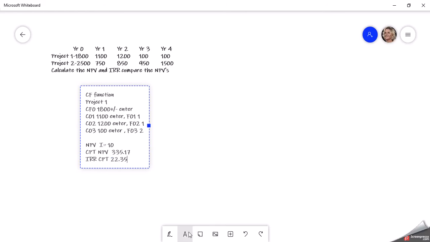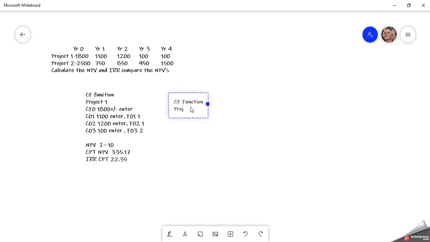Okay, now we'll come over and do the next project. So we hit the cash flow function. Again, we're focused on project 2. Our cash flow for year 0 for project 2 is 2,500. Hit the plus or minus button to make it negative and then hit enter. Cash flow for year 1 is 750. Hit enter. That frequency is 1.